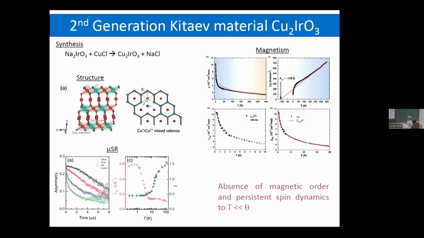A new material, copper iridate, which does not order at all down to the lowest temperatures, was also synthesized by us. And you can see that even though it has an exchange which is similar to the sodium iridate, it does not actually order down to the lowest temperatures. This is AC Chi, which is also featureless, and therefore it rules out any spin glass also. MuSR confirms that this is a dynamic state down to the lowest temperatures, again 250 milli-K.